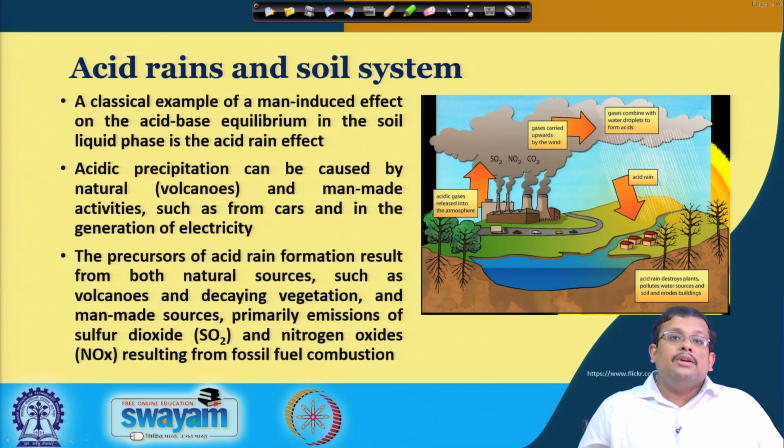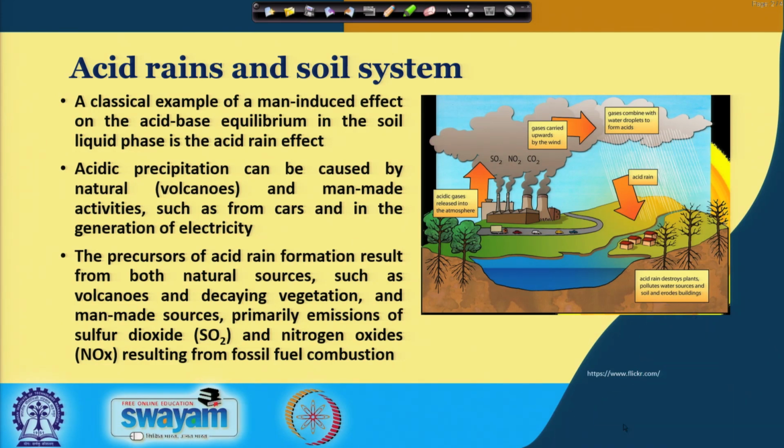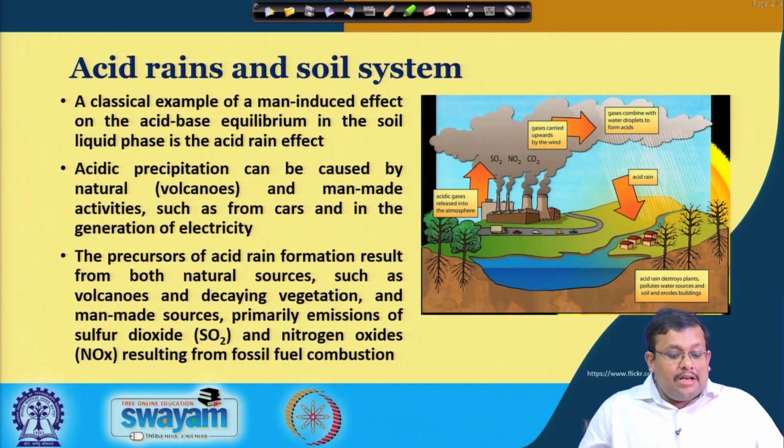So, today we are going to start with acid rains, a detailed discussion about acid rains, and how they interact with the soil system, and what is the relationship between acid rain and the soil system. A classical example of man-induced effect on the acid base equilibrium in the soil liquid phase is the acid rain effect. We have already briefly talked about the acid rain effect in our previous lecture.